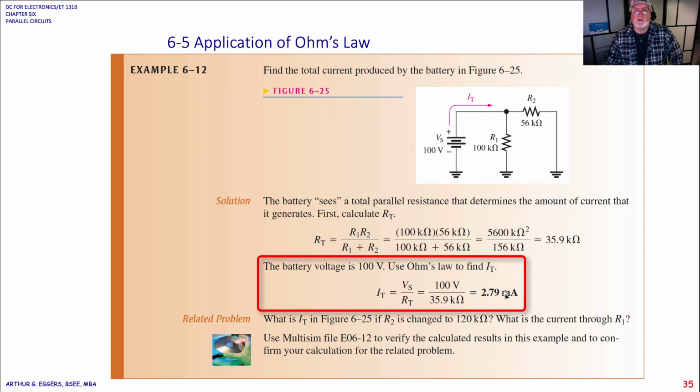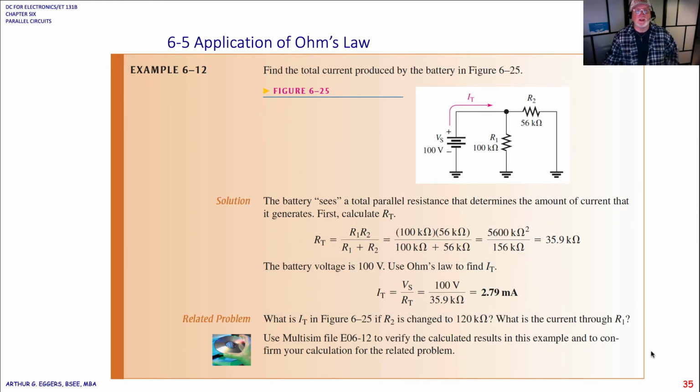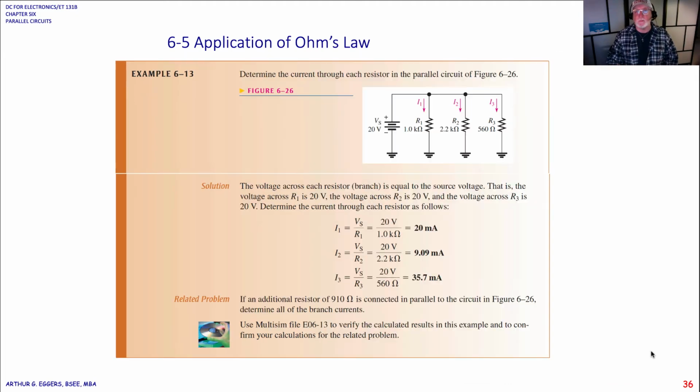Now, if we wanted to, we could use that 2.79 to determine how much of it is going through R1 and how much of it is going through R2. So, in fact, the related problem asks you to do that. So go ahead and do that.